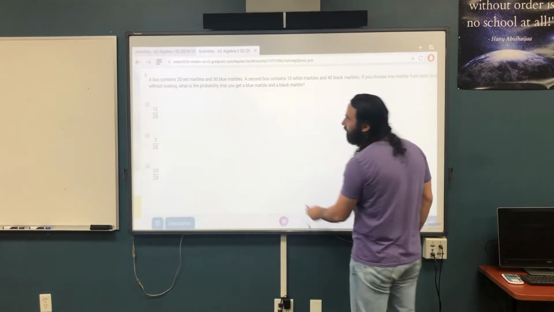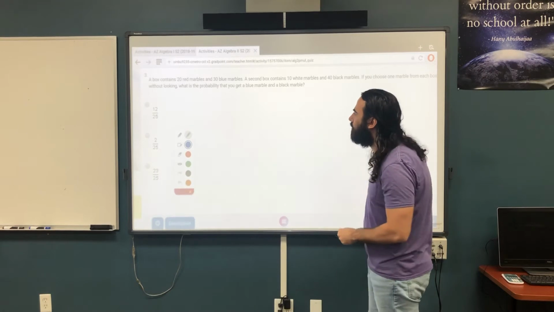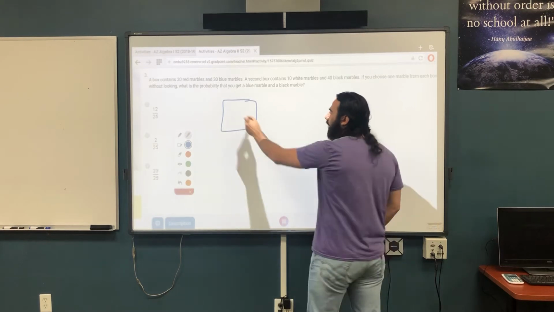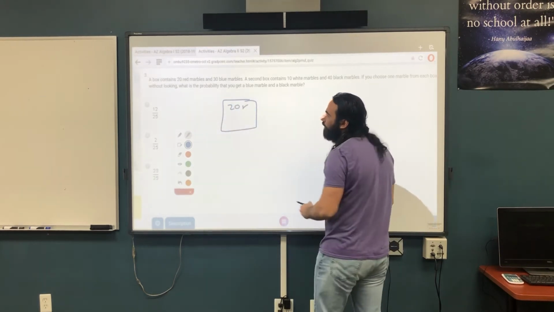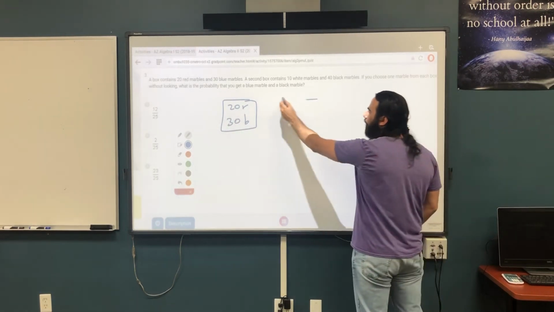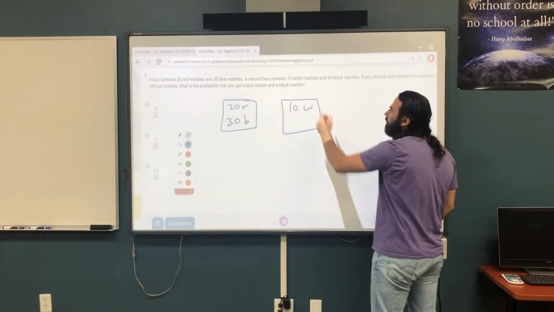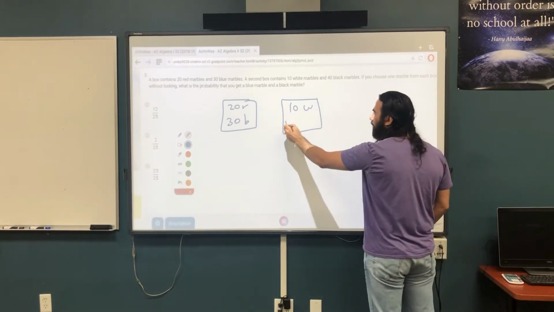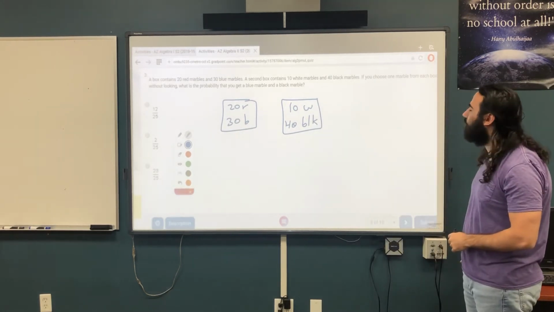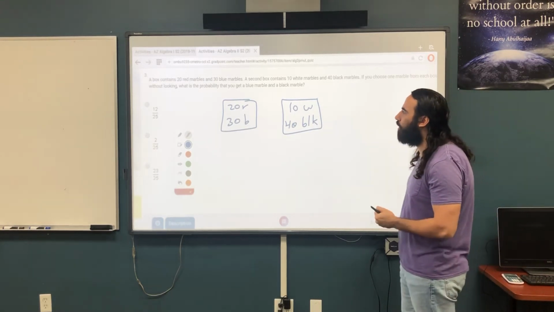Okay. Now this question is a box. A box contains 20 red marbles. So we have a box. Let's take this box for example. 20 red marbles. So we have 20 red, 30 blue. A second box. Now we go to the second box that contains 10 white marbles and 40 black. If you choose one marble from each box without looking, what is the probability that you get a blue marble and a black one?